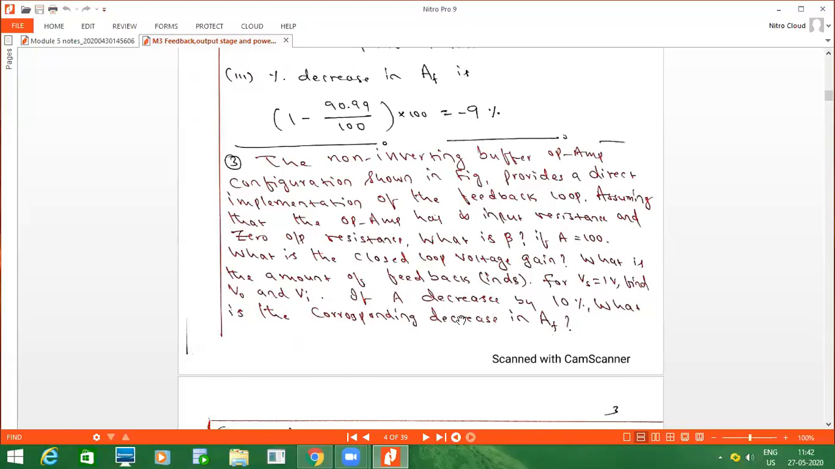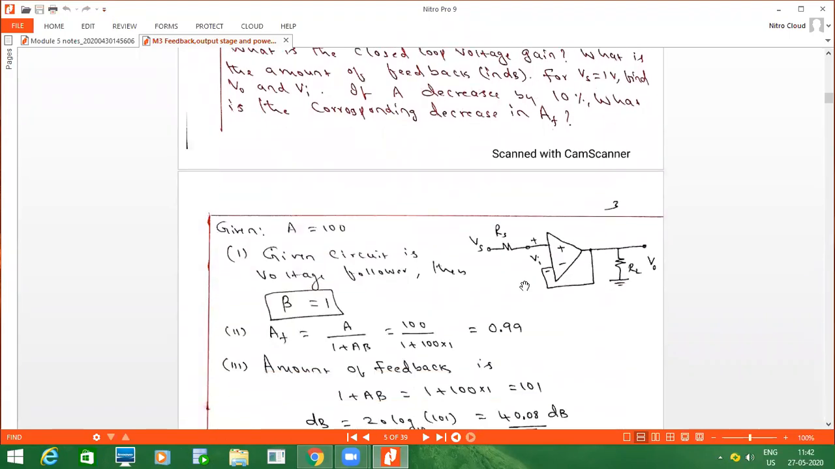The last one, if A is decreased by 10%, what is the corresponding decrement in the AF? This problem is similar to your problem number 1. But here they have given a buffer, that is, a voltage follower circuit, correct? So just check out this circuit diagram. This circuit acts like a voltage follower. For a voltage follower I can directly say AF will be equal to 1. But here, since some numerical values are given, according to that numerical value I have to calculate what is the value of AF.